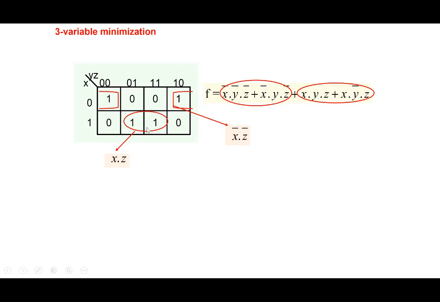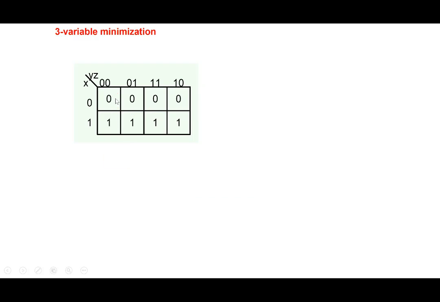So we have now covered all the terms. We have covered this one through this Boolean term, and we have covered these two ones by this term. So our final function is x bar z bar plus xz. Note that the Kmap is helping us to visually represent the Boolean function, and it's much easier to see which terms we can combine to get a simpler term.